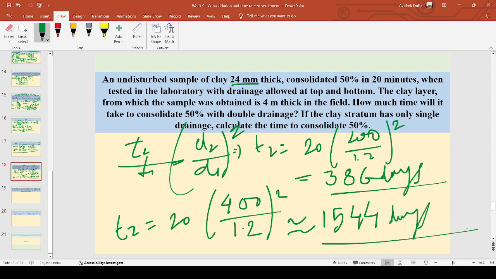Clear? Time is directly proportional to the square of the drainage length. Okay, clear? Yes, sir. Okay, sir. Next question.